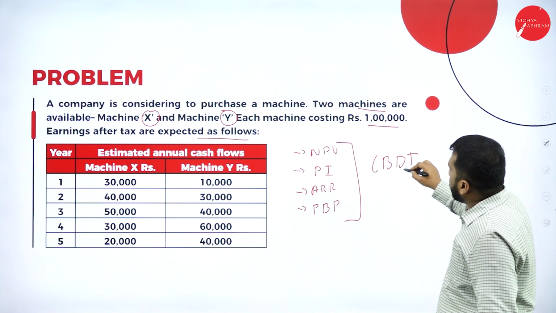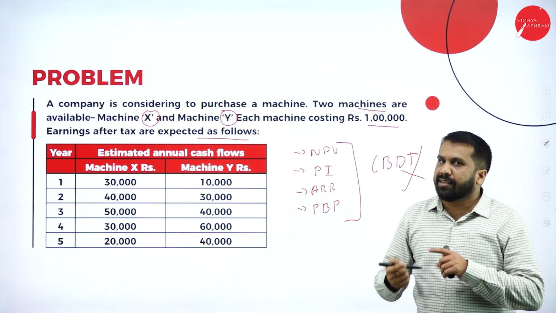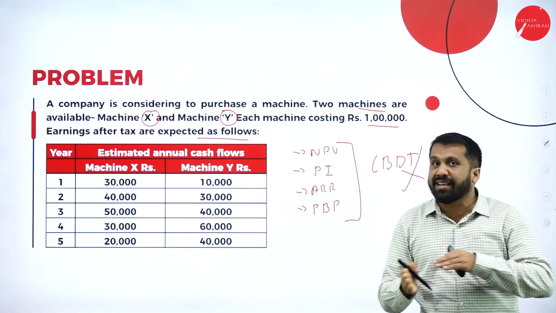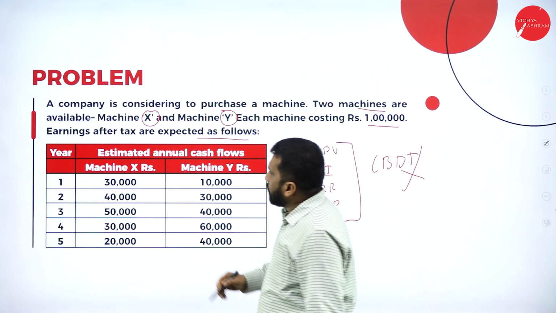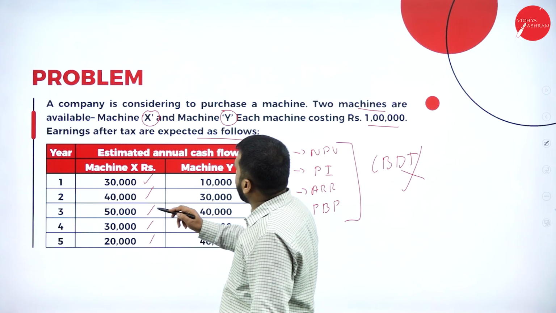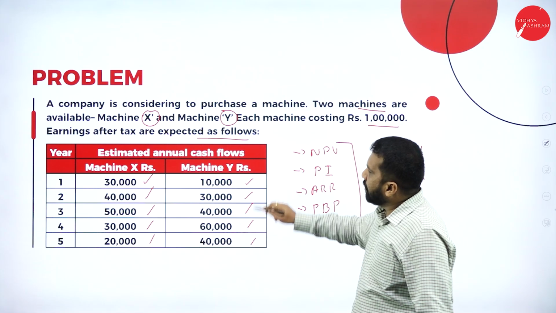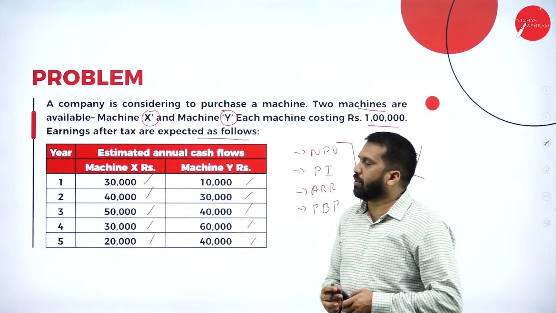Is it cash flow before depreciation and tax? No, it is cash flow after tax. So the first 2-3 steps will be eliminated. Now, what is your income? 30,000, 40, 50, 30, 20. Similarly, machine Y goes with 10, 30, 40, 60, 40. These are the incomes you have.